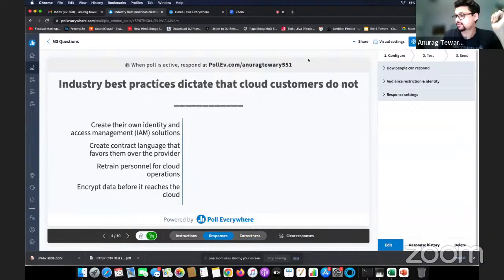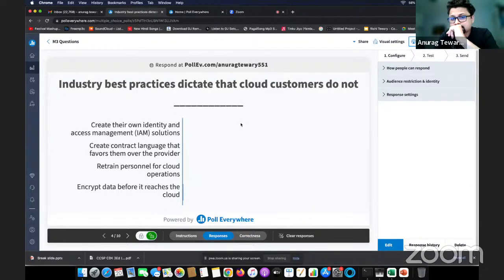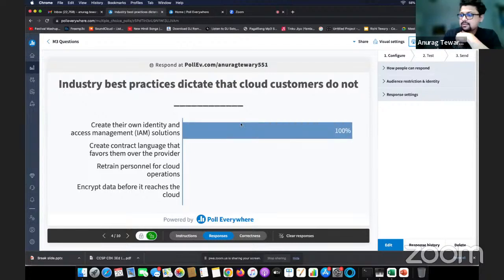All right, so we'll move to the next one. Industry best practices dictate that cloud customers do not do what? Any thoughts on this one? I saw some responses come in. Yeah, I will lock it.